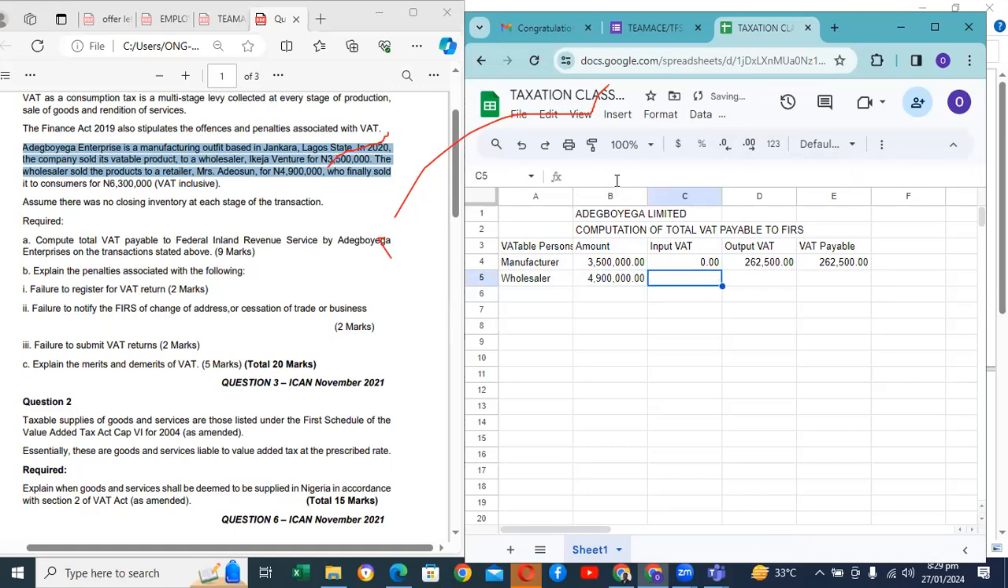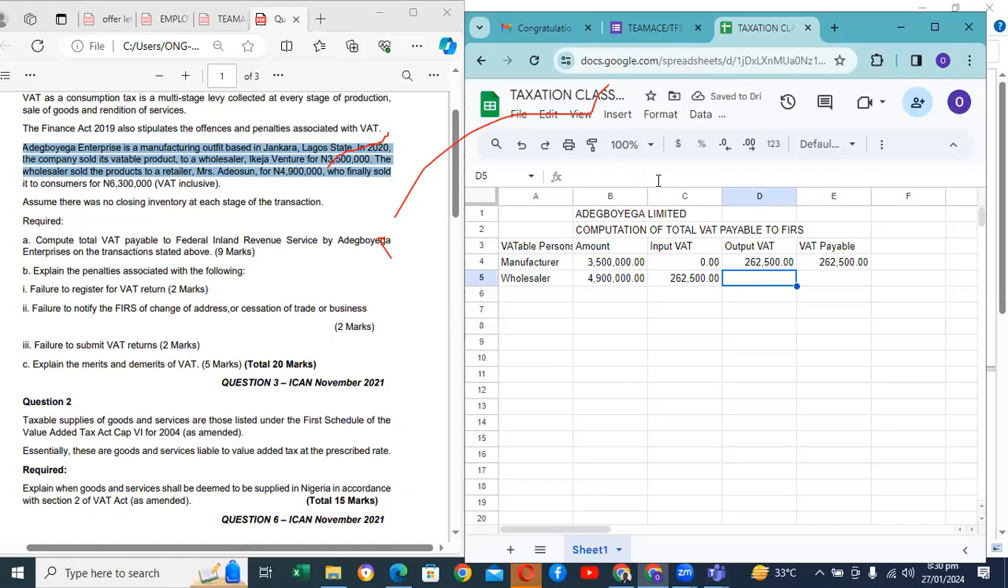Right. Now, did he buy? Yes. So you are going to be doing it on 7.5 of what he bought. So what did he buy? He bought it at 4.9 million. 3.5? Right.